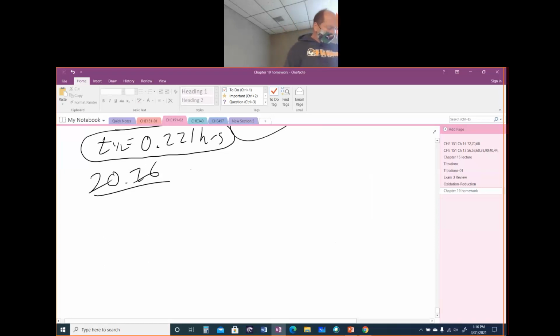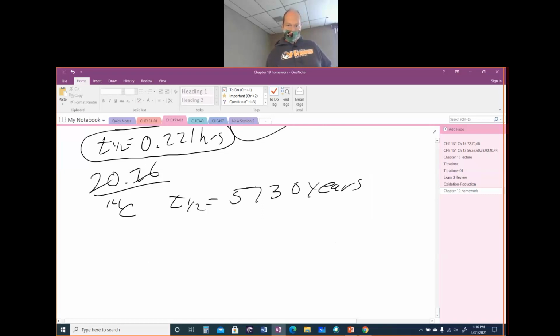All right, carbon from the Dead Sea Scrolls. The half-life of carbon-14 is 5,730 years. So there's your half-life for carbon-14. All right, so you have an old manuscript.